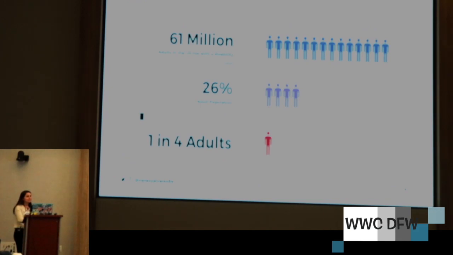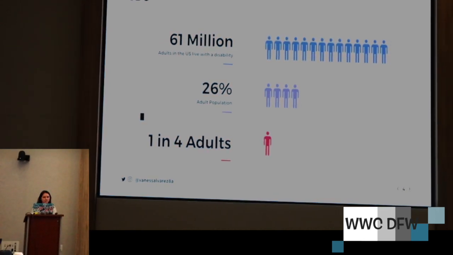The CDC reported for 2019 that 61 million adults in the US live with a disability. That's 26% of the adult population. And if you narrow it down, it means that 1 in 4 adults have a disability.